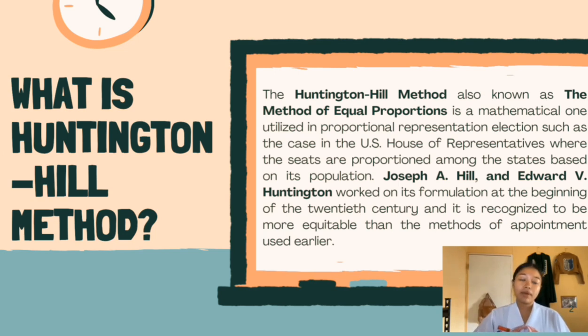The Huntington-Hill method was developed by two mathematicians, Joseph A. Hill and Edward V. Huntington, in the early 20th century. It's considered a more equitable way to distribute seats than some of the methods used before it.